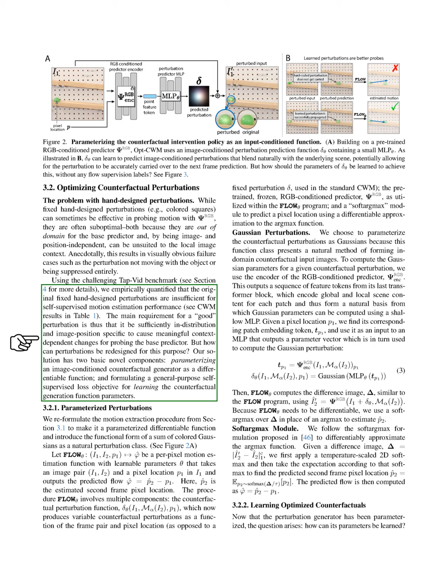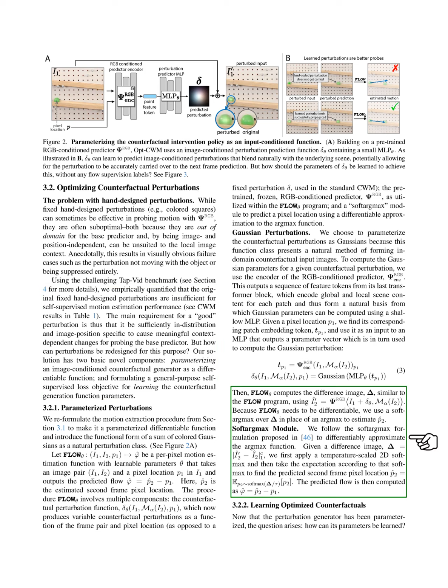To determine the Gaussian parameters for a perturbation, we utilize the encoder from our RGB predictor, which provides feature tokens that capture both global and local scene information. For a given pixel location, we identify its corresponding patch embedding and use it to compute the Gaussian perturbation parameters. Next, we compute the difference image similarly to our previous method, ensuring that our function remains differentiable by using a soft Argmax instead of a traditional Argmax to estimate the pixel location in the second frame. Finally, we apply a temperature-scaled softmax to the difference image to find the expected pixel location for the second frame, allowing us to calculate the predicted flow.